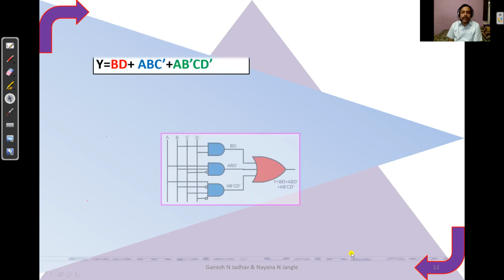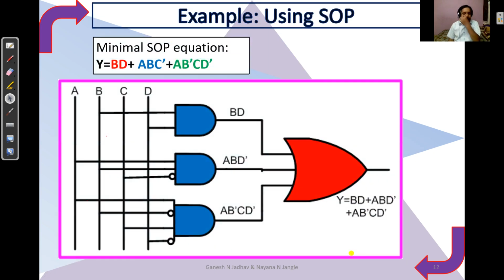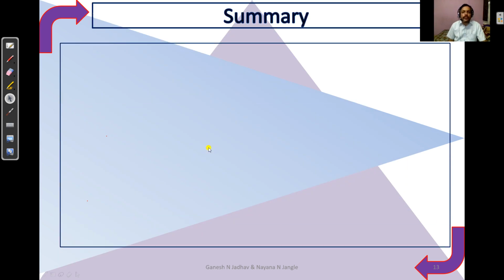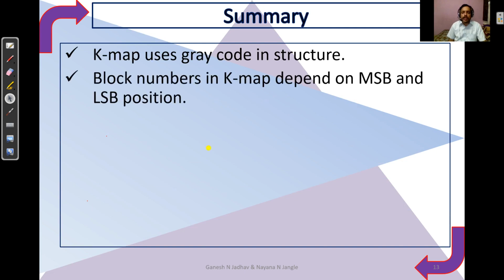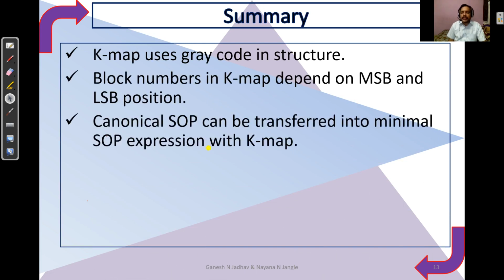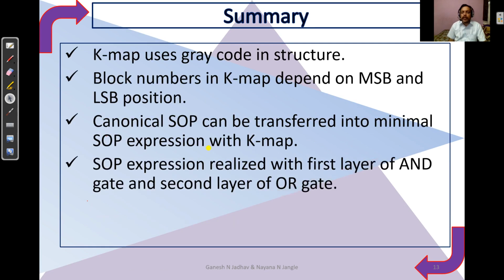This circuit can be implemented using 3 AND gates and 1 OR gate. So this is the output circuit for the SOP equation. Let us summarize all the points. K-map uses the Gray code structure. Block numbers in the K-map depend on MSB and LSB position. Canonical SOP can be transformed into minimal SOP expression with a K-map. SOP expression is realized with a first layer of AND gates and a second layer of OR gates.